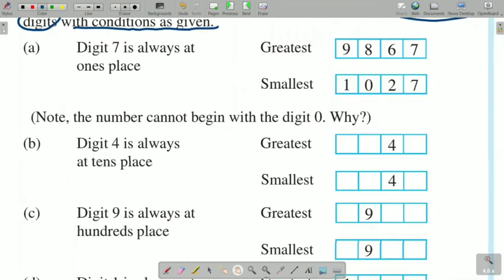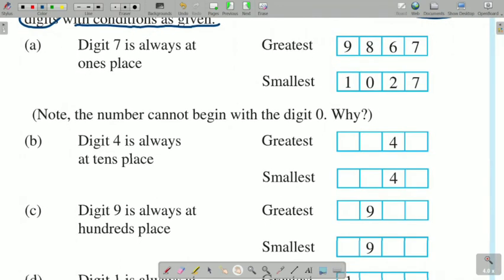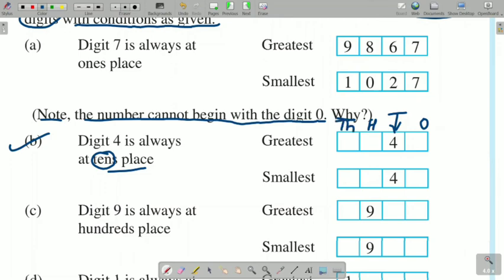Here A is solved already, so come to B directly. Note the number cannot begin with the digit 0. Why? I have already answered it. Now come to B. Digit 4 is always at the tens place. So here, this is ones, this is tens, this is 100 and this is 1000 place. In the tens place 4 is already written, so we can't remove it.